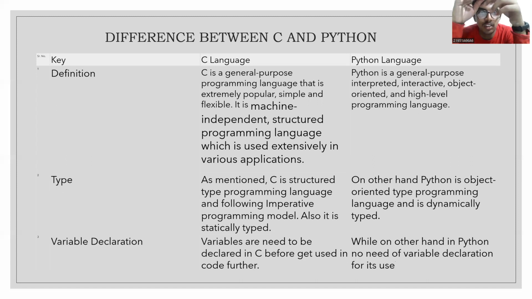Type: as mentioned, C is a structured programming language following the imperative programming model, and it is statically typed. On the other hand, Python is an object-oriented programming language and is dynamically typed. Okay. Variable declaration: variables need to be declared in C before they are used in code. While on the other hand, in Python, there is no need of variable declaration for its use.